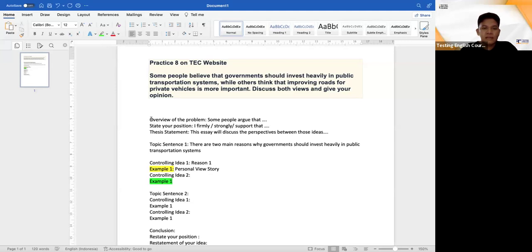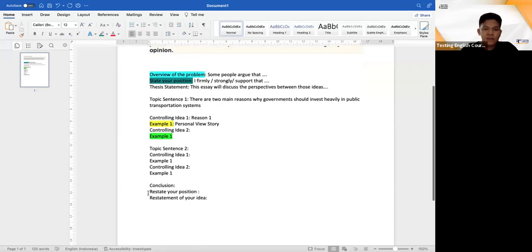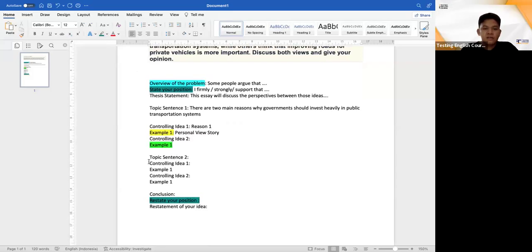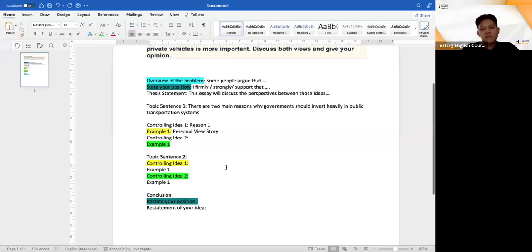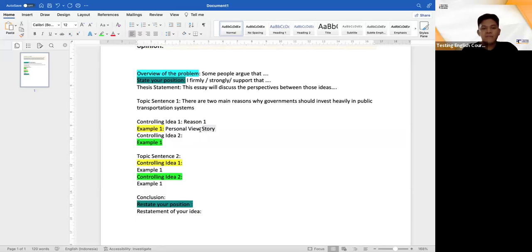Idea two, and this is going to be a different color because this is standing alone. I'm going to go with a little bit different color because you will see that it is going to be in here. Then topic sentence one, topic sentence two, the controlling idea will be yellow, and this will again be green. So the example can be a personal view story, but there will be a story.